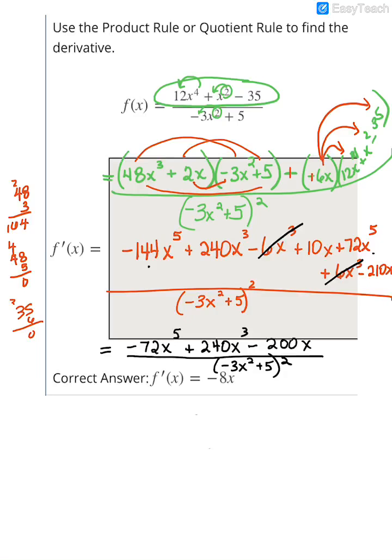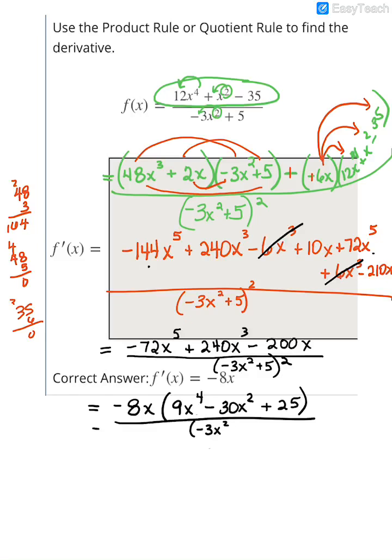Okay, so at this point, we've got to bring in our algebra skills to simplify this. And what I notice on top is that all of those terms have a factor of negative 8, and they also have an x to the first. So I'm going to factor that out. And when I do, from the first term, I'm left with 9x to the 4th. From the middle term, I'm going to be left with minus 30x squared. And then from the last term, I'm going to be left with plus 25. Now the whole thing is divided by negative 3x squared plus 5 squared. And I'm going to write it like this for just a minute so that I can show you what's going to happen.